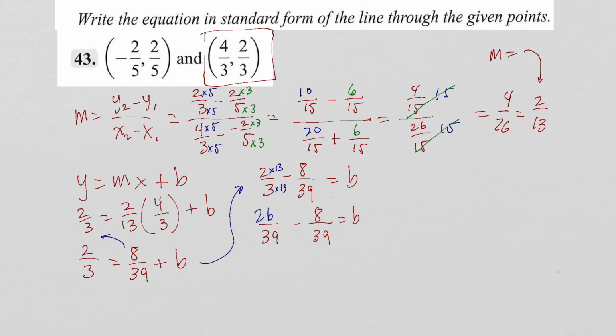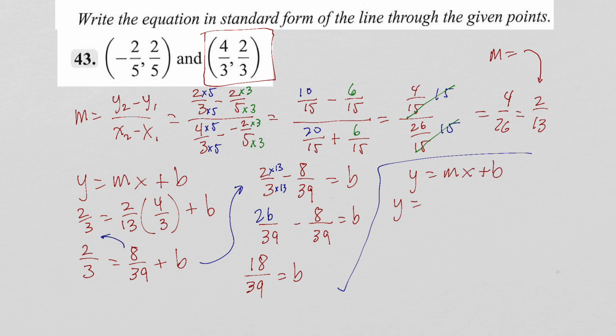26 minus 8 is 18. So 18 over 39 is equal to b. Now I've got my m and I've got my b. And now let's go back to the beginning. Y equals mx plus b. I'm going to plug in my m, which is 2 over 13, and I'm going to plug in my b. Oops, I forgot my x. mx plus b, 18 over 39.